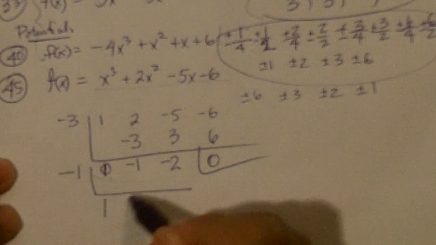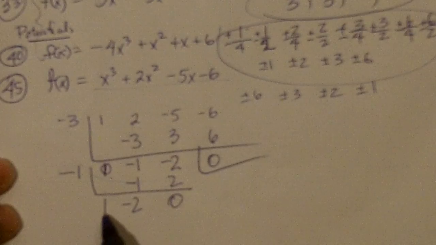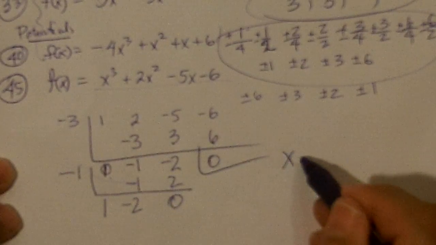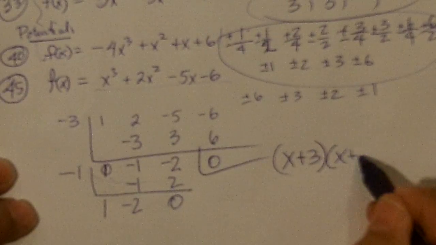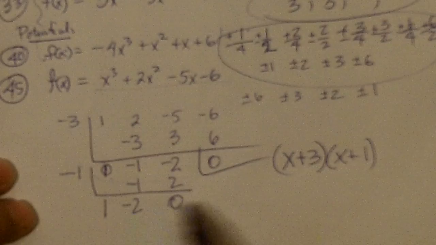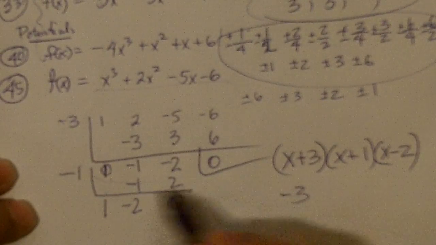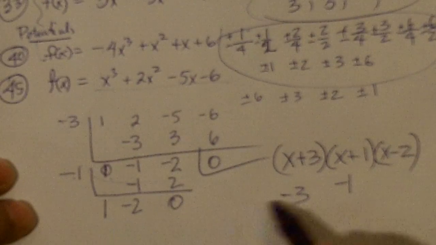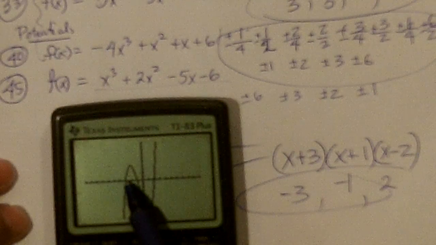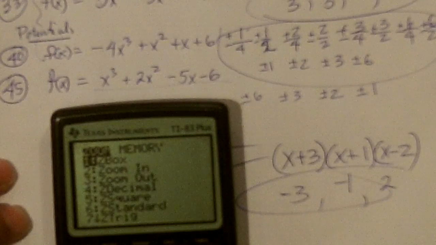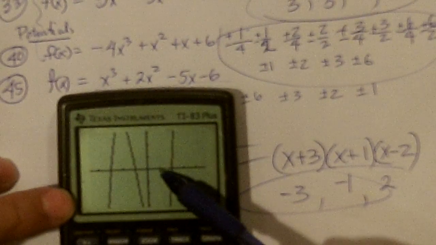1 plus 0 is 1. -1, that's -2, that would be 2, 0, and now I've got x plus 3, x plus 1, and x minus 2 as my factors, and my zeros are -3, -1, and +2. Just like the graph showed me, -3, -1, and +2. And if I did zoom 4, you can probably see that better. There, -3, -2, -1, 0, 1, +2.